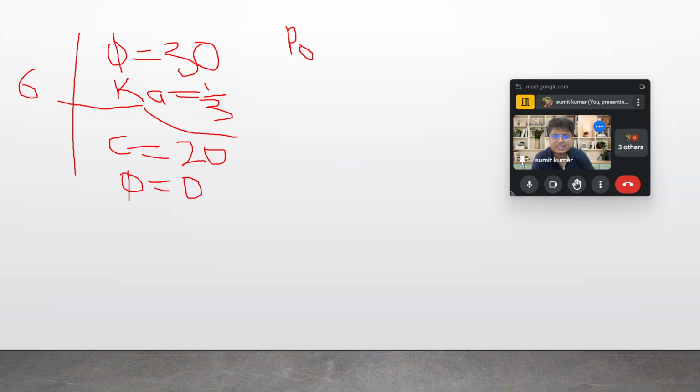Okay. See, the equation of PA is K multiplied by gamma into Z minus 2C root K.